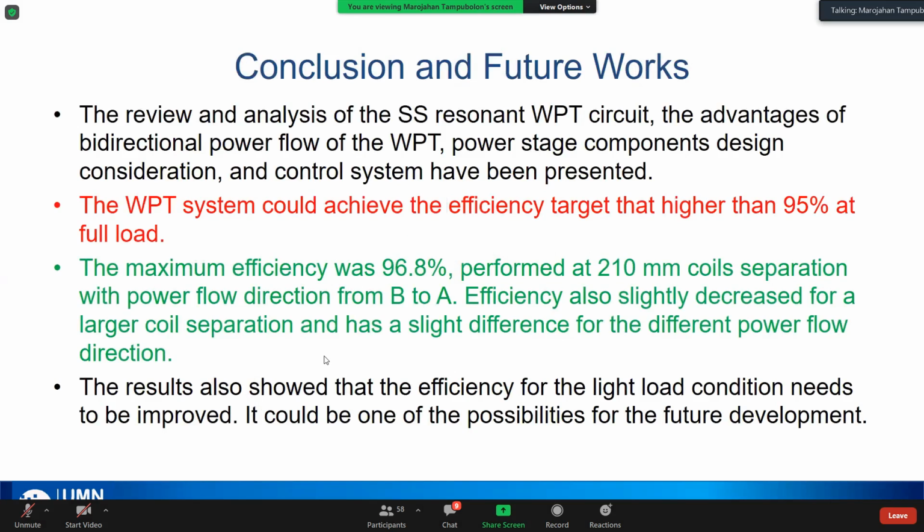The maximum efficiency was about 96.8, performed at 210 millimeters separation with power flow direction from D to A. Efficiency also slightly decreased for larger coil separations and has a slight difference for power flow direction. Of course, we have the data for 250 millimeters. It shows a lower frequency actually, but I don't include it here.